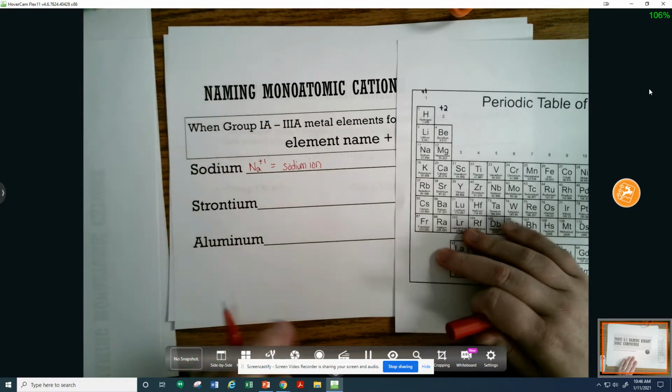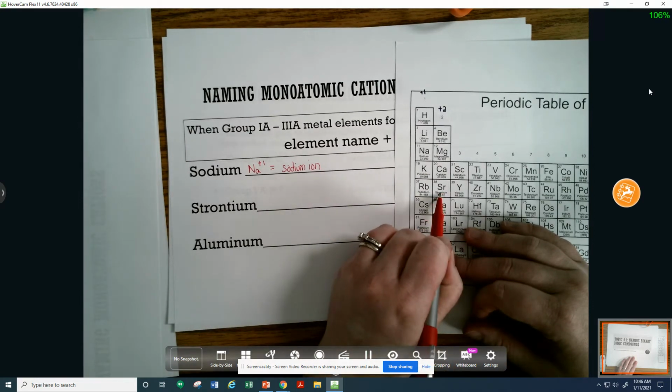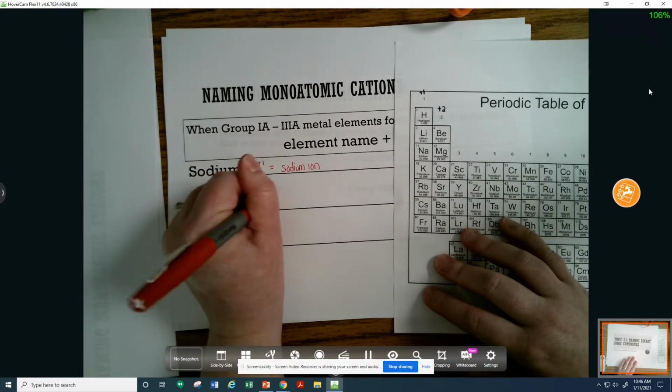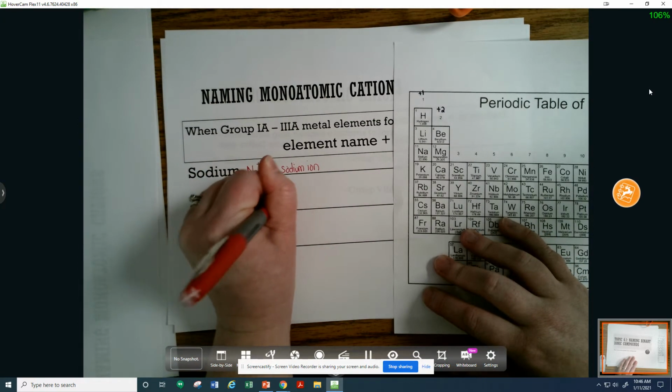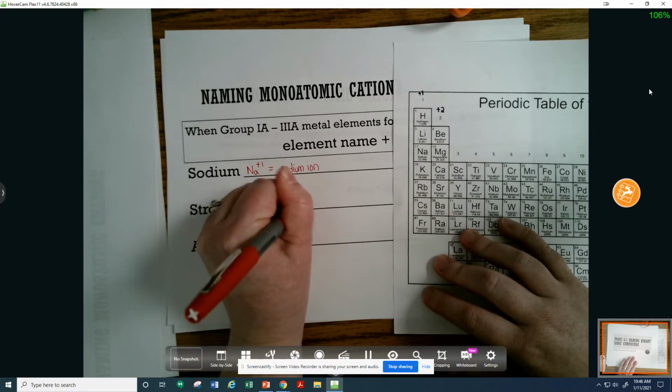to indicate that it's no longer neutral. Strontium is an alkaline earth metal, meaning it makes a +2 charge. So we can show that as Sr +2. And it's kind of the same thing. This is really easy. We just name it a strontium ion.